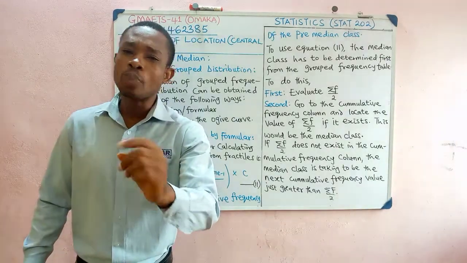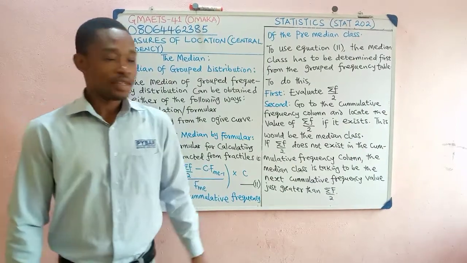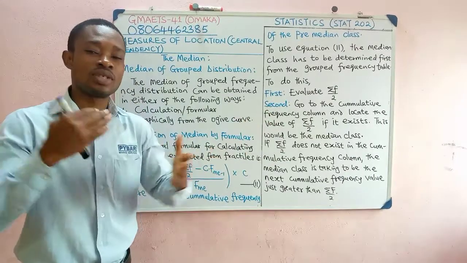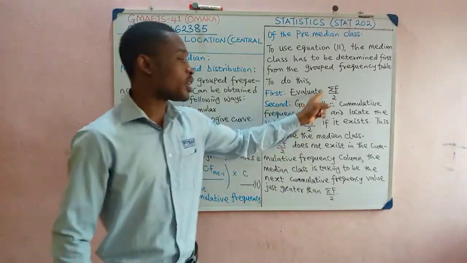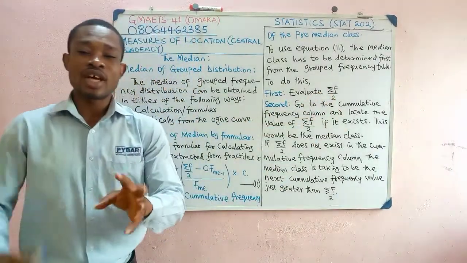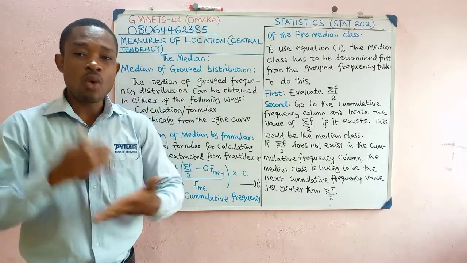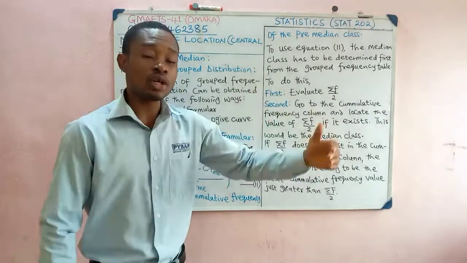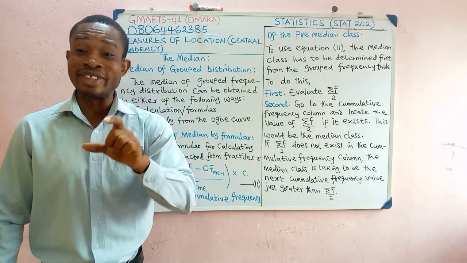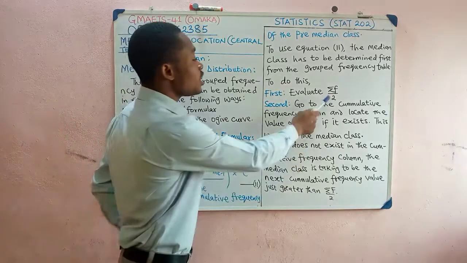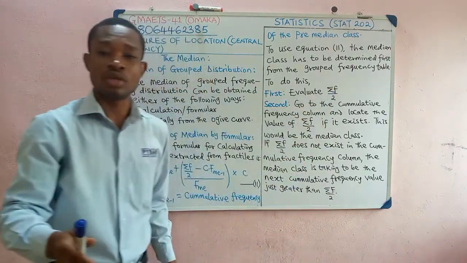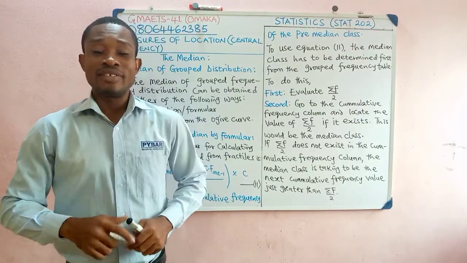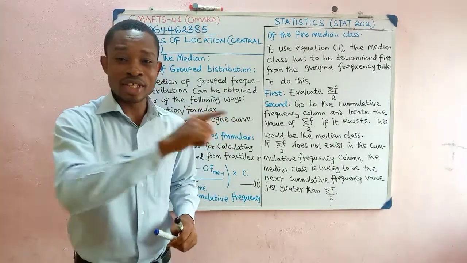Now, how do you obtain this median class? It's important you go through this. The first thing you do in order to determine your median class is to obtain summation f all over 2, that is the total frequency divided by 2. Once you obtain this, the next thing is to go to the cumulative frequency column of your table and see if you can find this value of summation f over 2. If that value is there in the cumulative frequency column, then that row will become your median class.